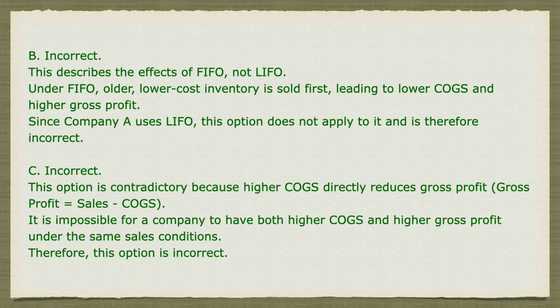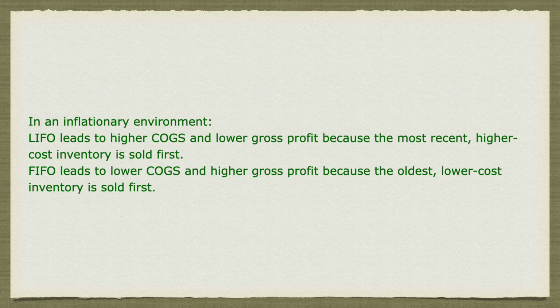B, incorrect. FIFO effects differ from LIFO. LIFO is used by Company A. C, incorrect. Higher COGS reduces gross profit, making it impossible to have both simultaneously. In an inflationary environment, LIFO leads to higher COGS and lower gross profit because the most recent higher cost inventory is sold first. FIFO leads to lower COGS and higher gross profit because the oldest lower cost inventory is sold first.